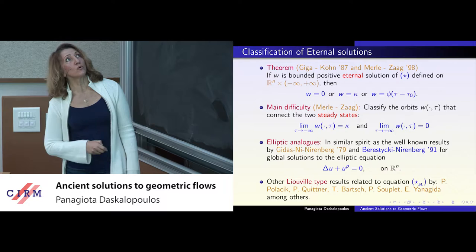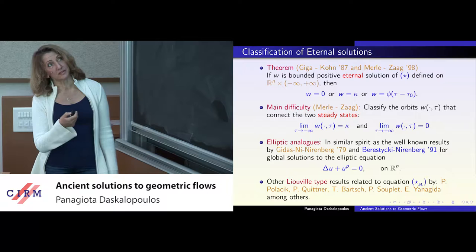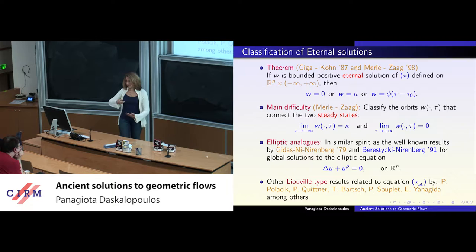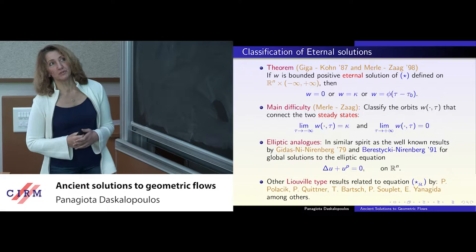The result of Merle and Zaag, from '98, is that the solutions that connect the steady state kappa with zero are just space independent. Therefore, they are the solutions of the ODE. So again, in the geometric interpretation, these would have been the cylinders. Nevertheless, you will see it's not exactly like that. And the proof is quite involved.